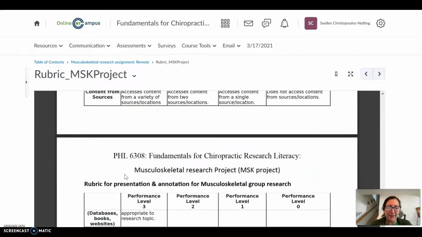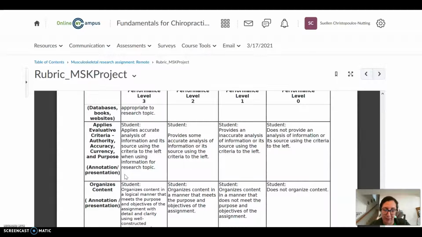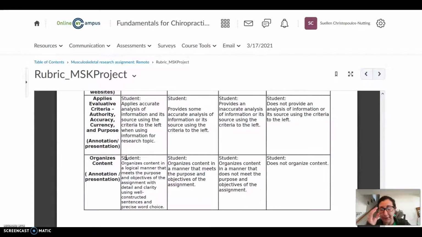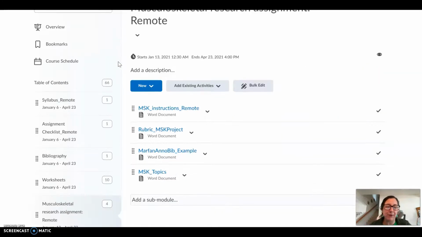Are you looking at databases? Are you looking at websites? And so on and so forth. So I know all of you know how to read and understand a rubric. So this is here and available for you to look at as you put together your annotation. Again, this is very much used for your annotation, not for your PowerPoint. Okay, your PowerPoint it's very much your decision and what you want to do.